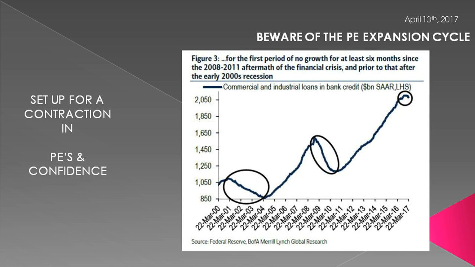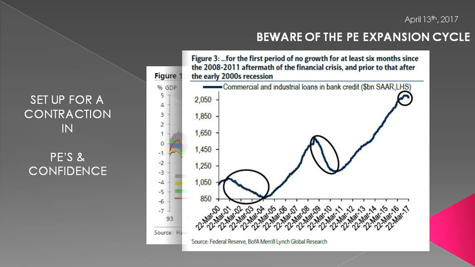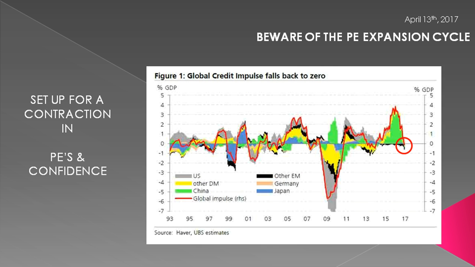Stepping back and looking at U.S. economic growth, we see that we have had the first period of no growth for at least 6 months since the 2008-2011 aftermath of the financial crisis. Prior to that, it was after the post-dot-com crisis and early 2000s recession. This is not a good sign. Something that I've mentioned in previous discussions, and which I have updated here, is the global credit impulse. That is the change in the change. It has now gone negative. This is also not a good sign at all for economic growth going forward in the short to intermediate term.